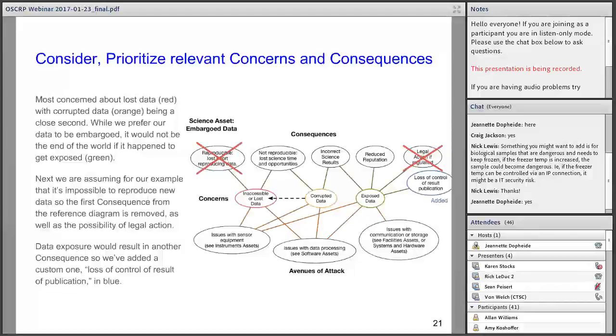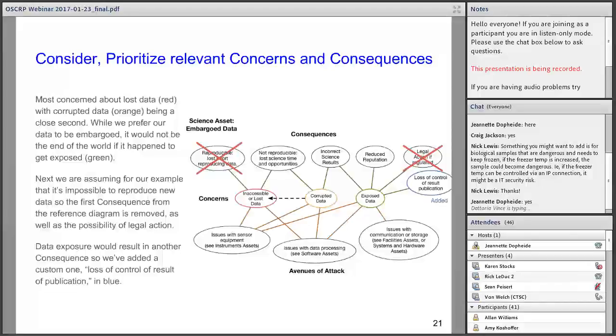And so this can be a case of walking through them and figuring out, you know, corrupted data may be really critical. You may find some things that in the context of a particular project are not so important, and you can remove those from the diagram. You may find that concerns even drop off your list if you remove all the consequences of particular importance, or you may find consequences that our document hasn't thought of. So you think about something like that Nick brought up, and you can add it. These are meant to be fairly generic, and so they're starting points.